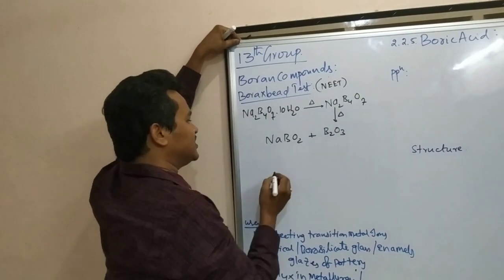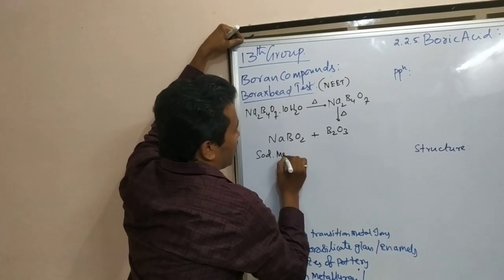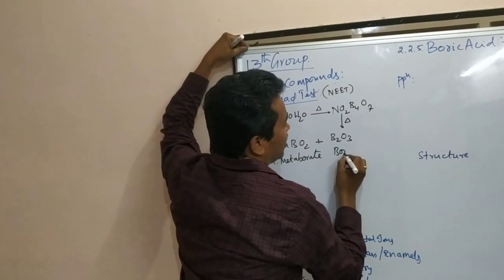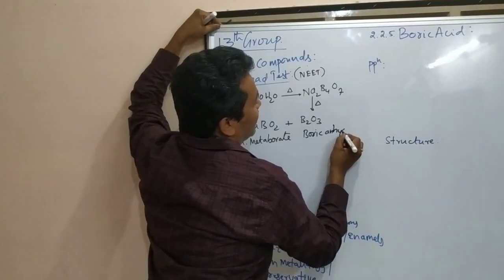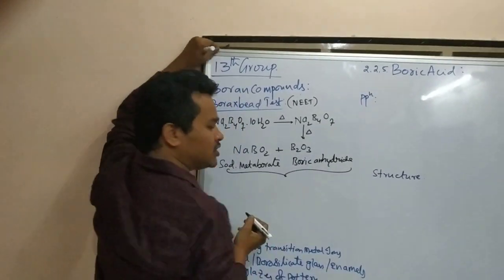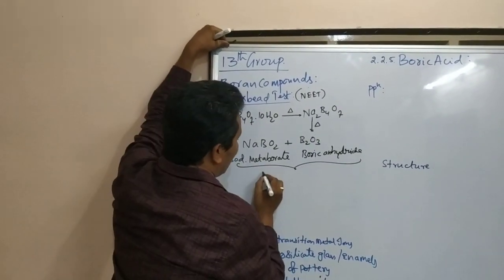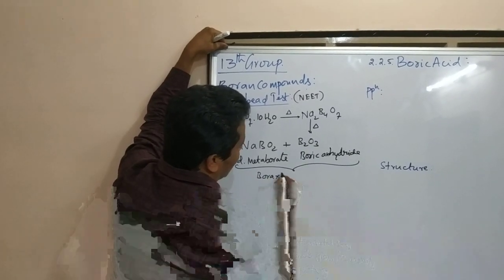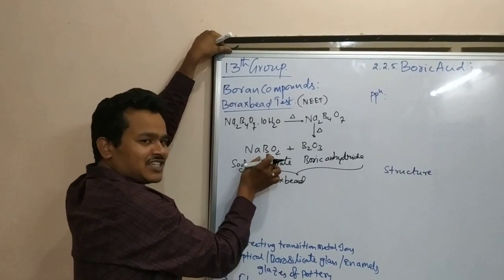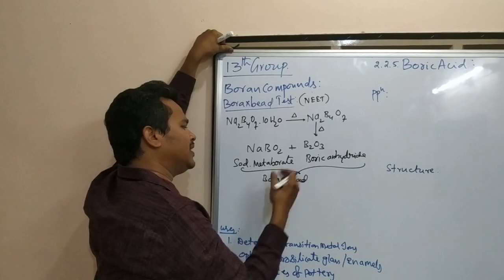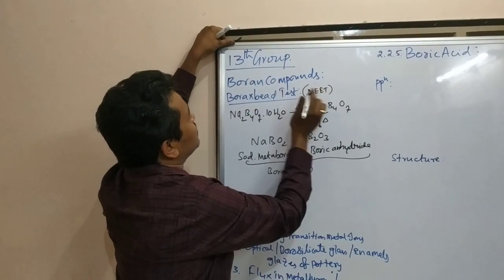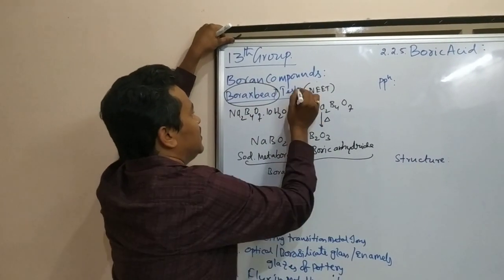NaBO2 plus B2O3. NaBO2 is called sodium metaborate. B2O3 is boric anhydride. These two combinedly are called borax bead. This one will be a little bit of a glass transition material, and generally it is called a borax bead. Combinedly you can also say borax bead. Okay, up to here is the borax bead test.